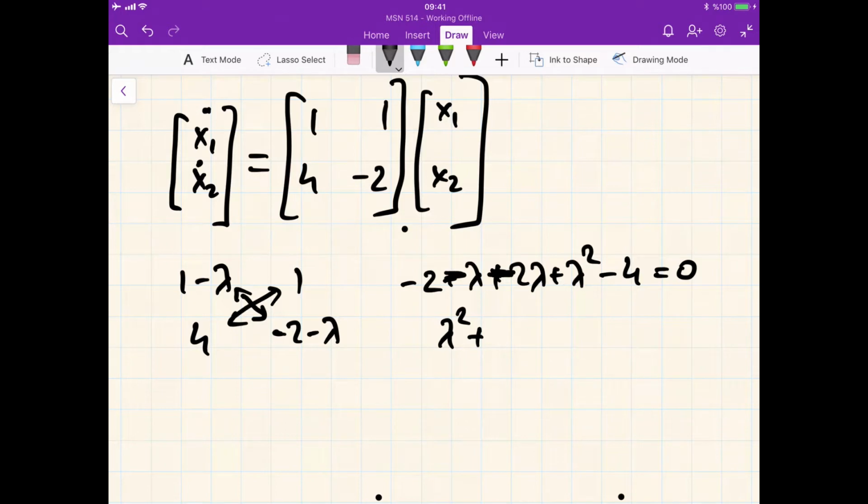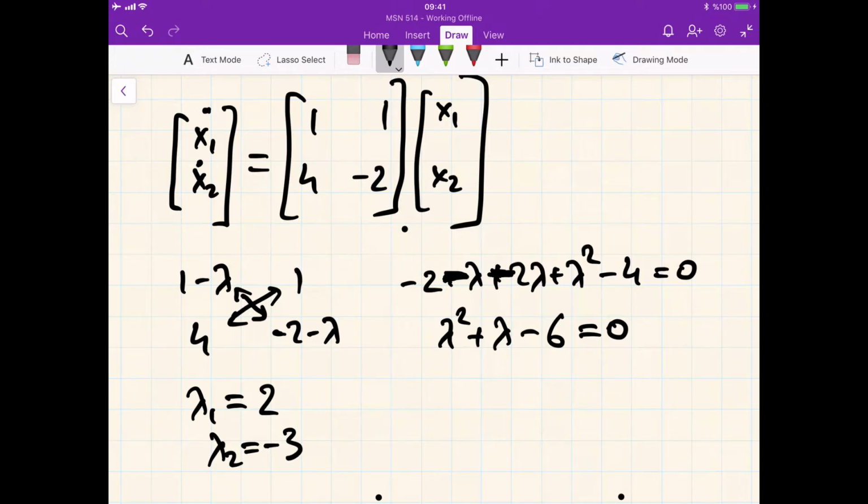This one is minus lambda. Okay, I know the result, so this is the result. And if you actually do the calculation, you find lambda 1 equals 2 and lambda 2 equals minus 3.